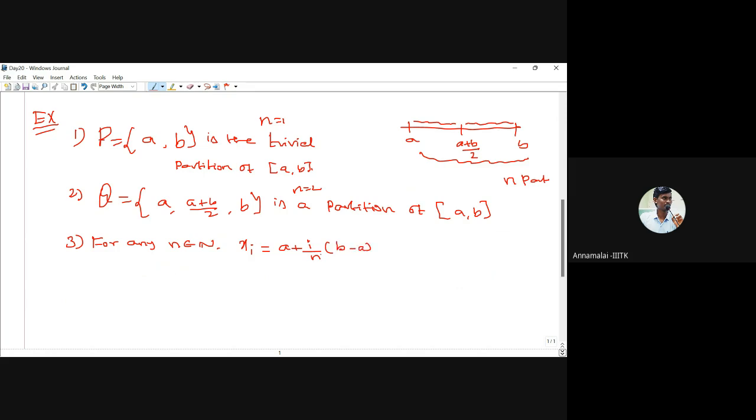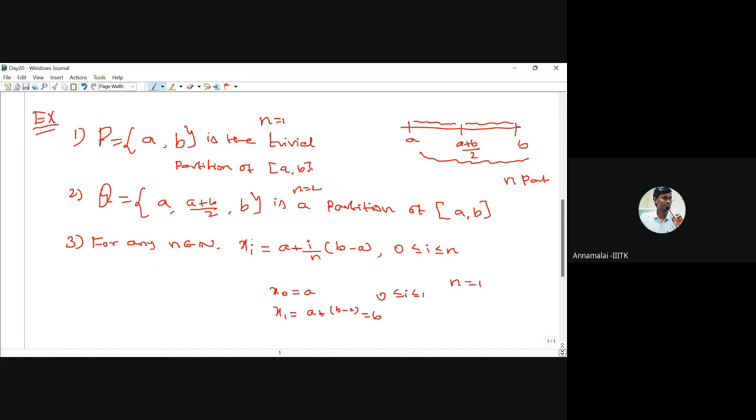If we substitute n equal to 1, what is i? I varies from 0 to n. So if you take n equal to 1, i varies from 0 to 1. Therefore, what is x naught? If we substitute i equal to 0, we get just a. If we substitute i equal to 1 and n equal to 1, then x1 is nothing but a plus 1 by 1 times (b minus a). So a cancels, and we get b. So for n equal to 1, we get the trivial partition {a, b}.